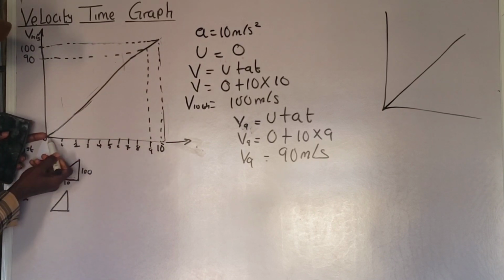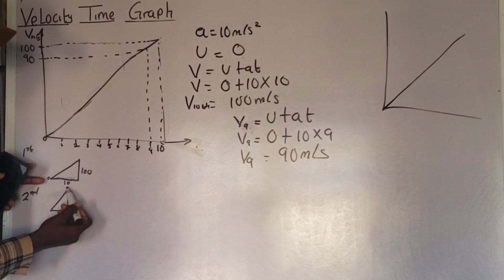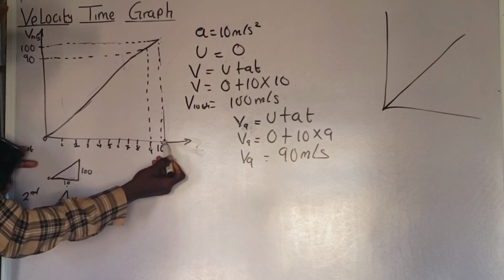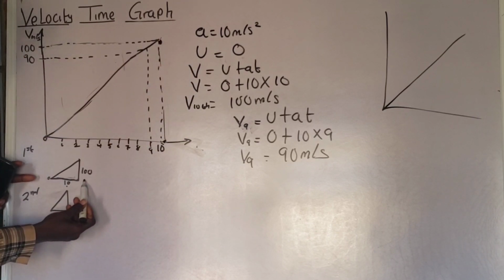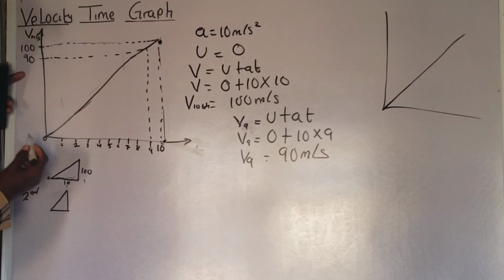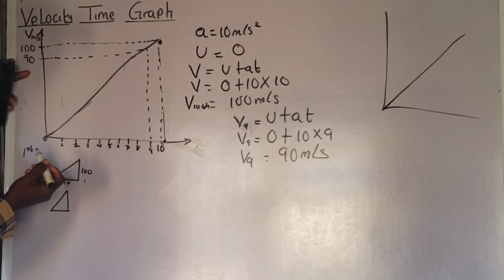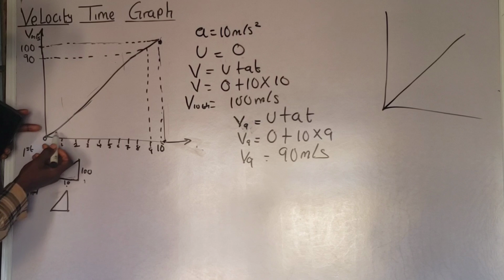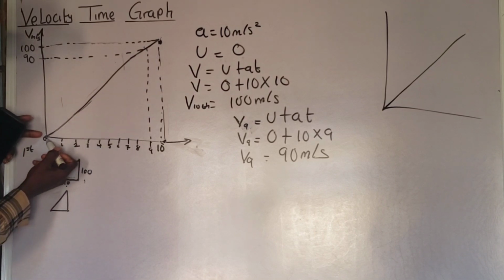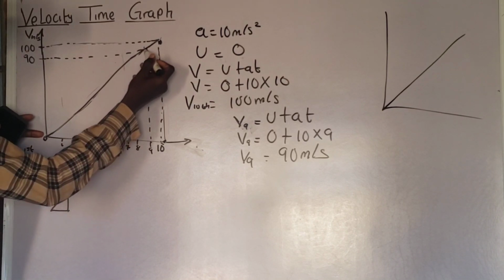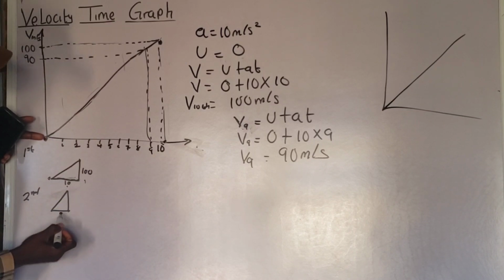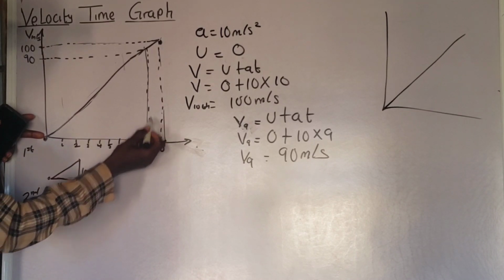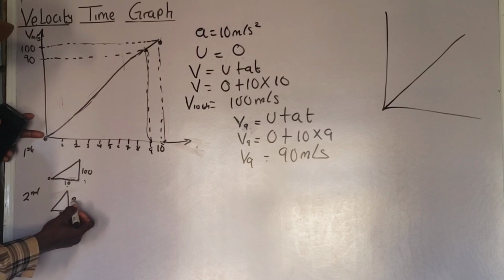And the base from this point to this point is what? 10. That's why I have 10 here. And the height from this point to this point is what? 100. That's why I have 100 here. Now, let's look at the second one. This is the triangle. From this point to this point is what? 9. So I'm going to have 9 here. And from this point to this point is what? 90. So I'm going to have 90 in this place.